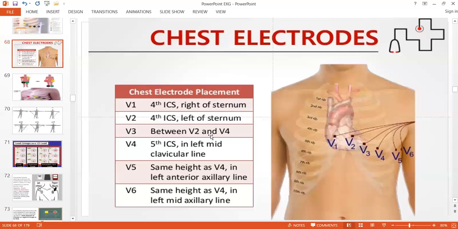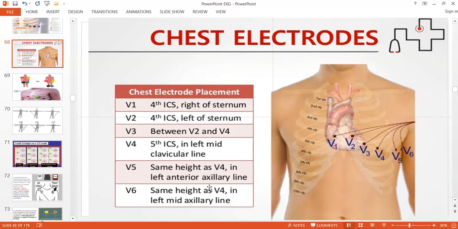And so here's our precordial or chest leads. V1 is located in the fourth intercostal space, right of the sternum. V2 is located in the fourth intercostal space on the left of the sternum. V3 is between V2 and V4. Remember, I said you want to place your V2, then go down and place your V4, and then come back and place your V3 right in the middle of V2 and V4. V4 is then in your fifth intercostal space.